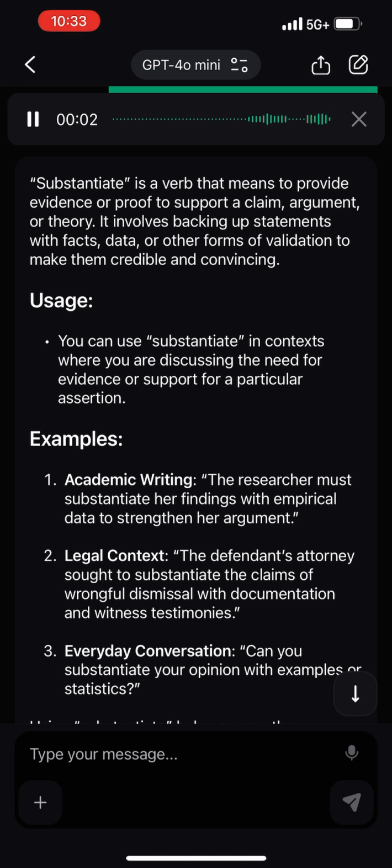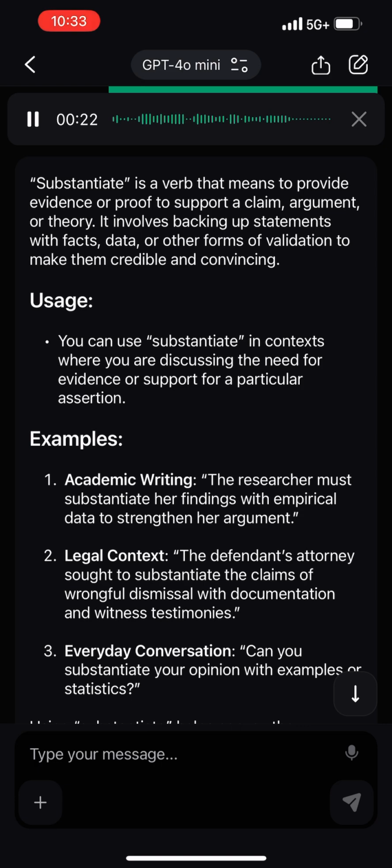Substantiate is a verb that means to provide evidence or proof to support a claim, argument, or theory. It involves backing up statements with facts, data, or other forms of validation to make them credible and convincing. Usage. You can use substantiate in contexts where you are discussing the need for evidence or support for a particular assertion.